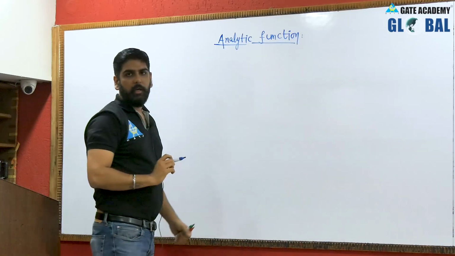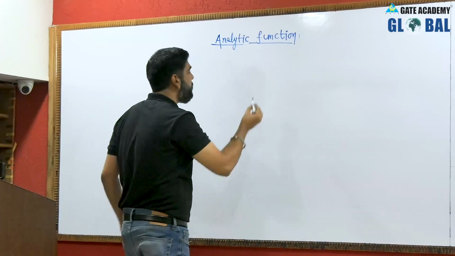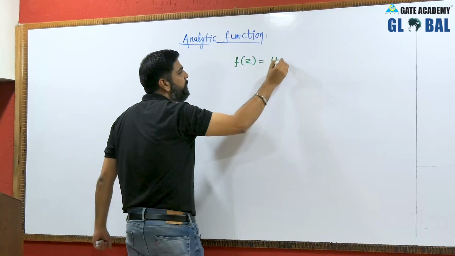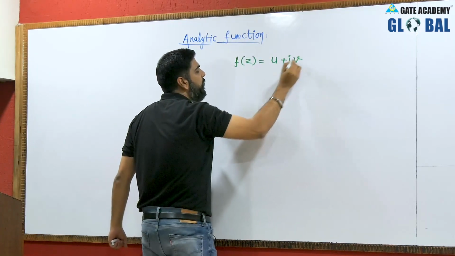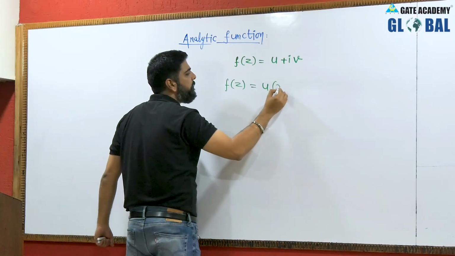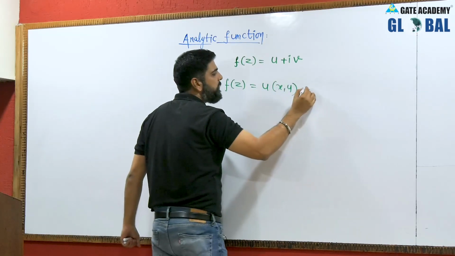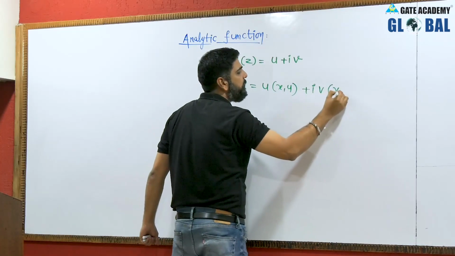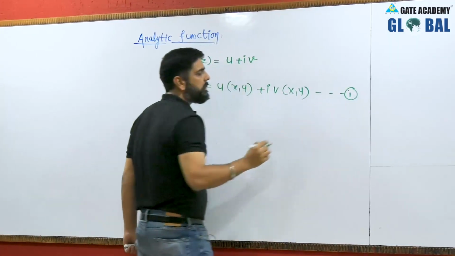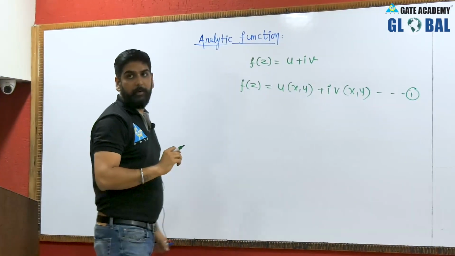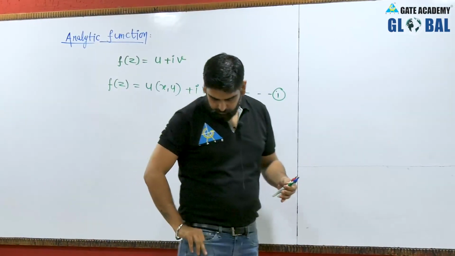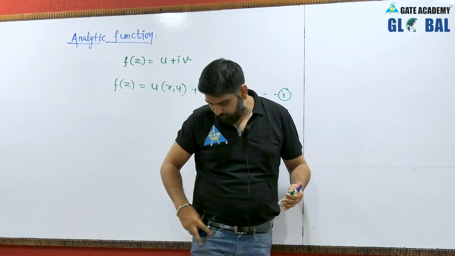It is nothing but if I have the function f(z) = u + iv, where u is a function of x and y, plus iv, where v is also a function of x and y. This is equation number 1. If I say equation number 1, this is the complex function f(z), and yes, it is the analytic function.